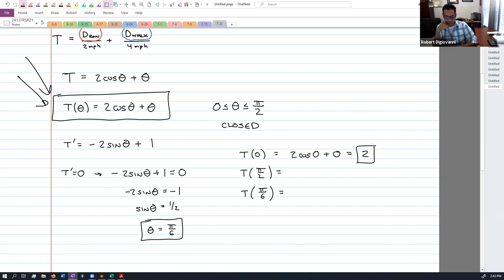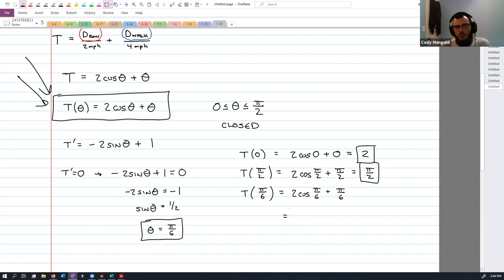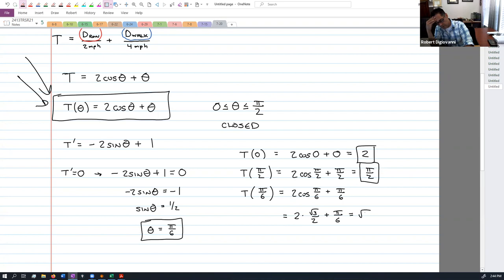The next one is two cosine of pi over two plus theta, which is pi over two. Cosine of pi over two is zero, so all you're left with is pi over two here. And the last one is two cosine of pi over six plus pi over six. What is cosine of pi over six? Root three over two. So this is two times root three over two plus pi over six, which is root three plus pi over six.